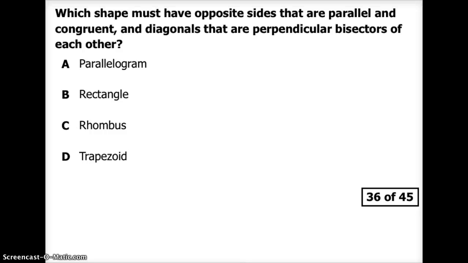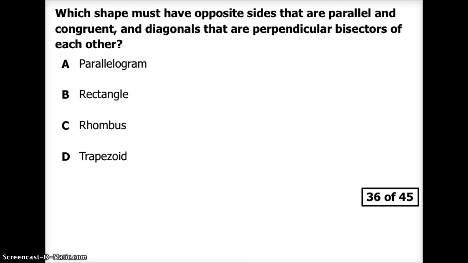We're looking at question number 36 of the 2015 released items. And they are asking us for a shape that has parallel and congruent opposite sides and diagonals that are perpendicular bisectors of each other. So the first thing I'm going to do is start by writing out my properties of parallelograms. I know that that is what I'm talking about because all of my answer choices are parallelograms.